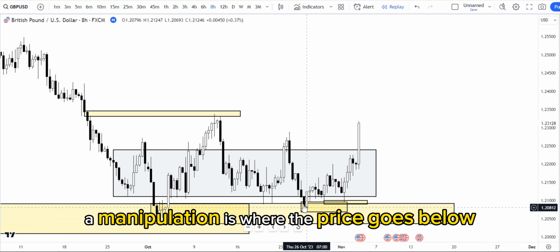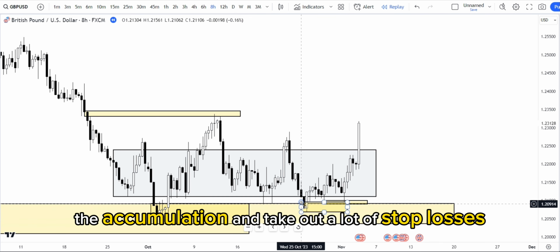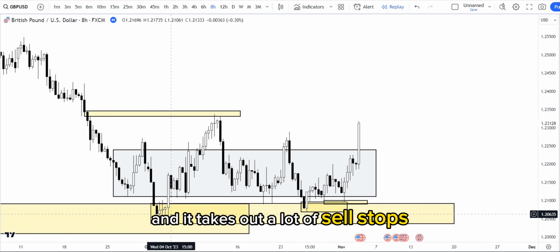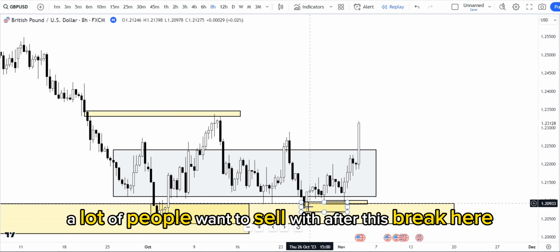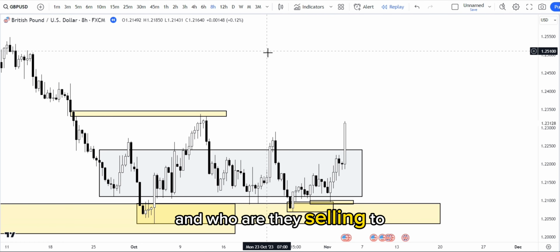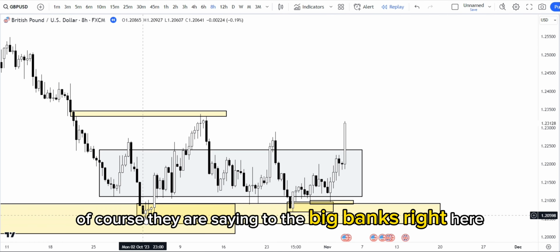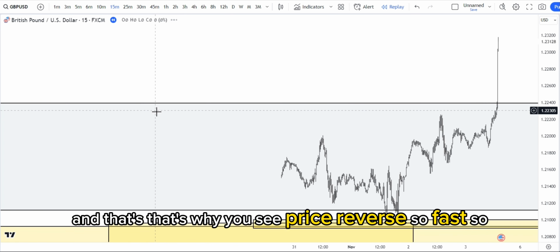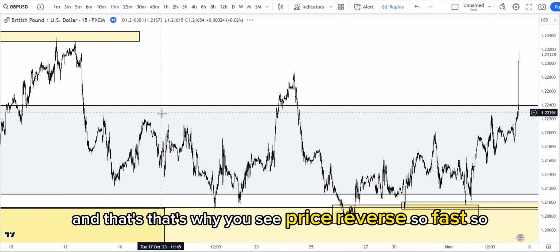A manipulation is where the price goes below the accumulation and takes out a lot of stop losses, and it takes out a lot of sell stops. A lot of people want to sell after this break here, so they have a lot of sell stops. And who are they selling to? Of course, they are selling to the big banks right here, and that's why you see price reverse so fast.